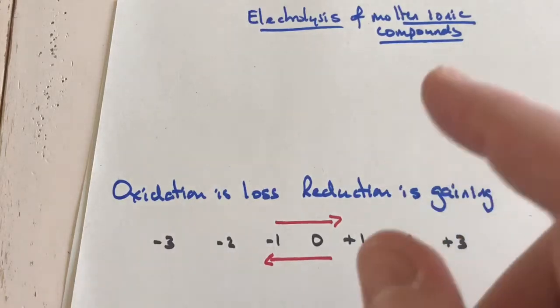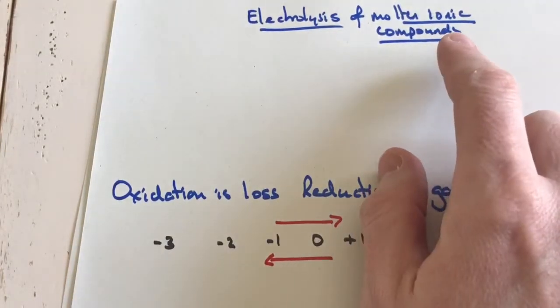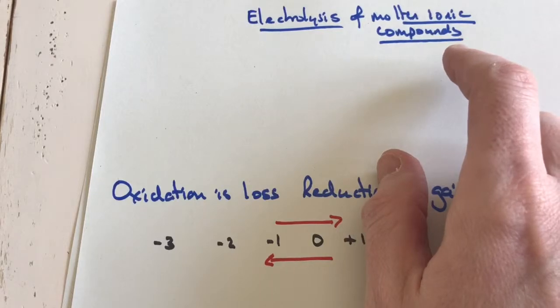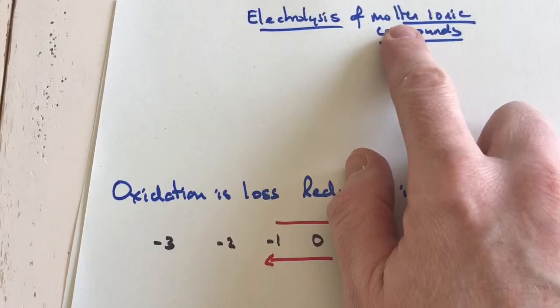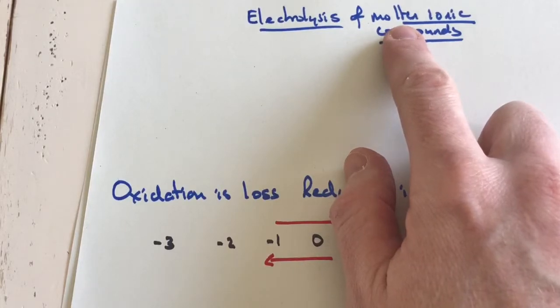So what we've got here is an ionic compound. Remember, ionic compounds have a lattice, the ions cannot move. And what we've done to break that lattice, to make it molten, is heat it up. So we've heated it up. That breaks the electrostatic attractions, therefore the ions are now free to move. So we have what we call the electrolyte.